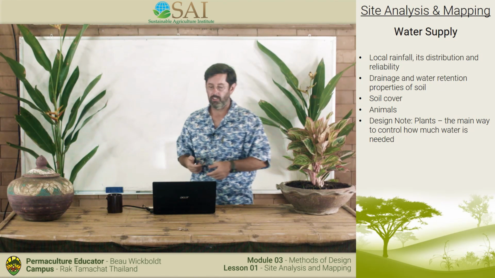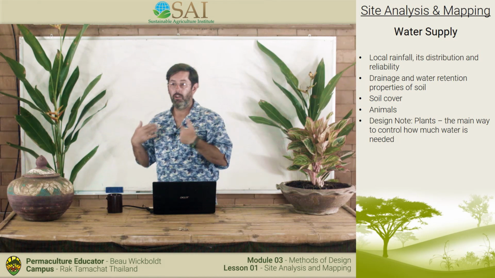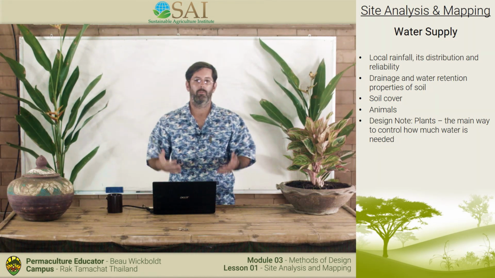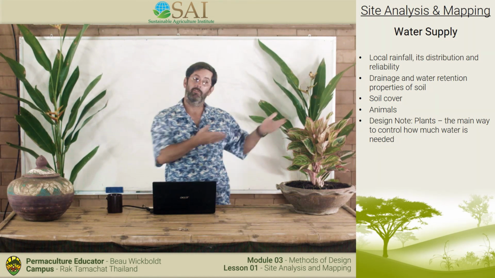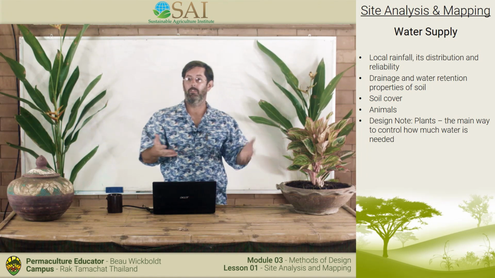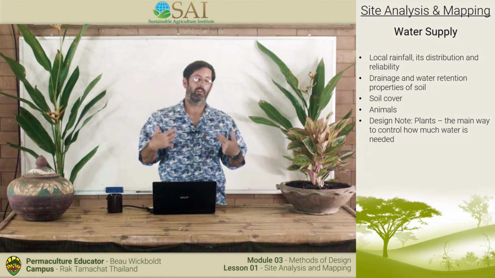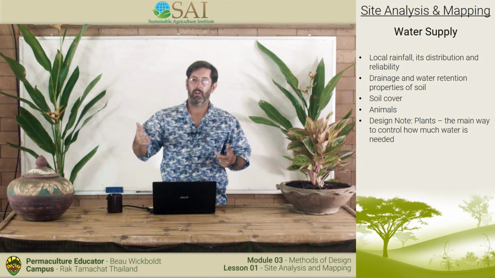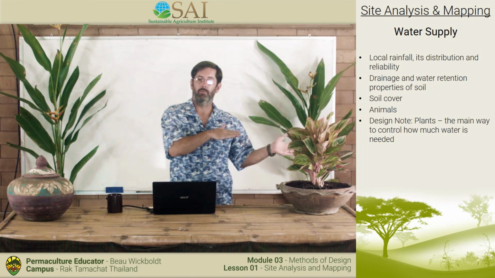Drainage or water retention properties in the soil. Here at Raktamachat, we have really high clay, which is good for rice farming, not so good for other things, good for building our houses. But we have flooding, sometimes issues with flooding.